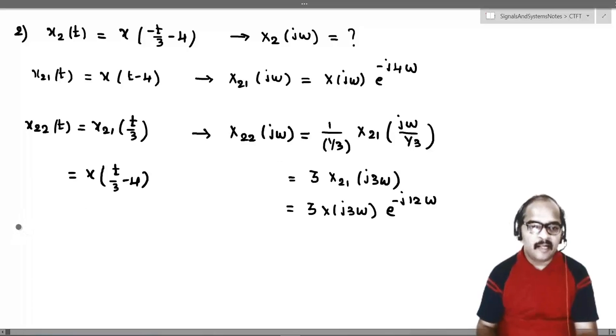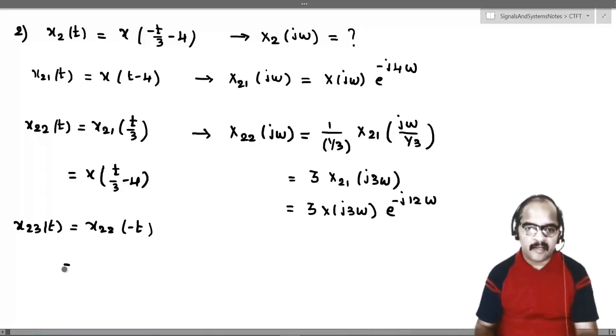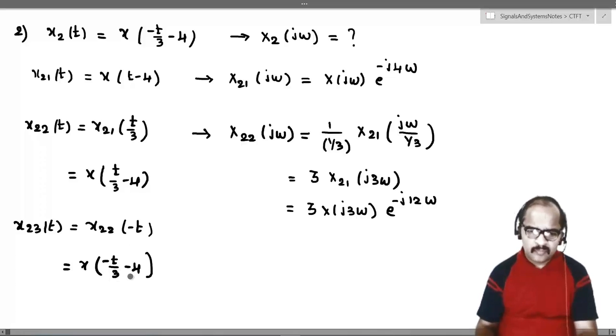So finally, let us define x23 of t, which is nothing but x22 of minus t. Correct. So wherever there is t in x22 of t, replace with minus t. So what do you get? You get x of minus t by 3 minus 4. Okay, correct. So that is what we have got. x22 of t is x of t by 3 minus 4. Wherever there is t, replace with minus t. You will get x of minus t by 3 minus 4. But this is our original signal, x2 of t.